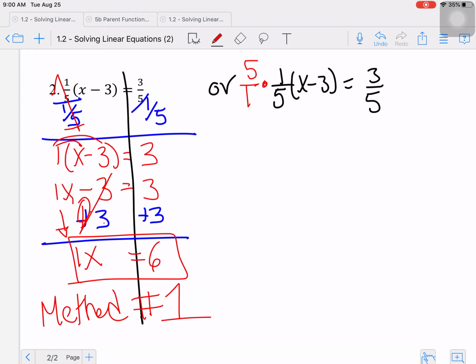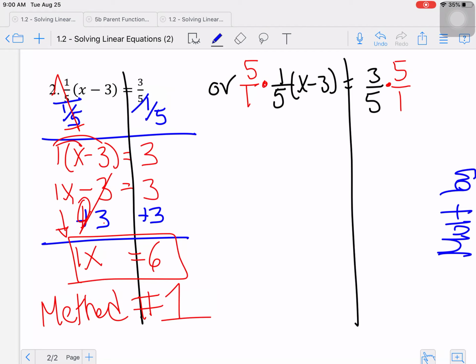Whatever I do to one side, I'm going to go ahead and do it to the other. So I'm going to multiply the other side by 5 over 1. And this is what we call the reciprocal. Multiply by the reciprocal. All right? Cool. Well, what is that going to do? It's basically going to turn it into a 1, because 5 divided by 5 equals 1, and 1 divided by 1 equals 1. So now you're done.